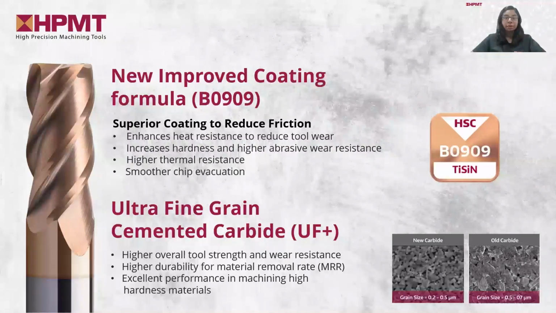Lastly, the NiTiCo45 is made up of UF plus material. To those who are wondering, UF plus actually means ultra-fine grain cemented carbide. This carbide material comes with higher tool material strength and wear resistance. Most importantly, it comes with higher durability for material removal rate, which is a dream for all machinists. That's all on the NiTiCo45 features and benefits.